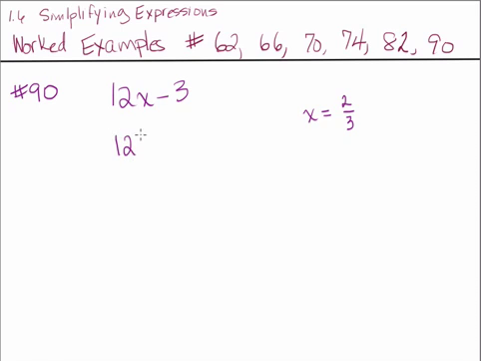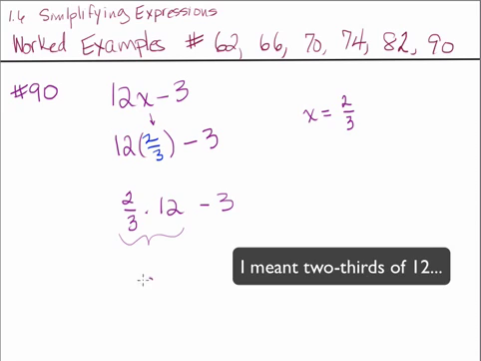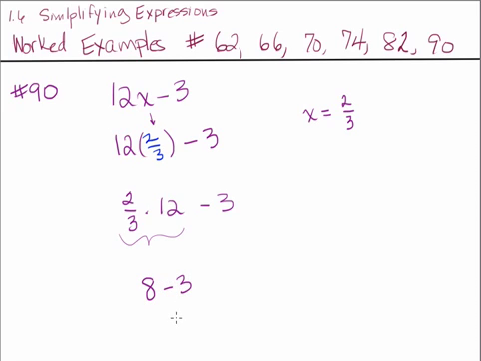12x means 12 times x. We're going to replace x with the value we're given for x. The value we're given this time is 2/3. Using the commutative property of multiplication, I can reverse the order of these numbers. And then instead of thinking 2/3 times 12, I'm thinking 2/3 of 12. 1/3 of 12 is 4. So 2/3 of 12 is twice as much, 8. 8 minus 3 is 5. And that's my final answer.